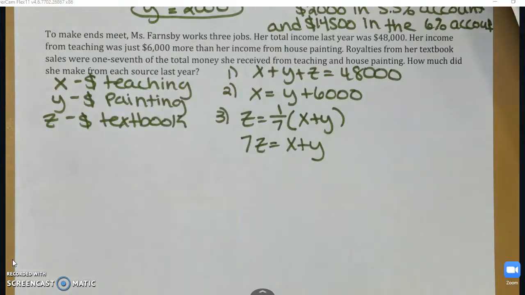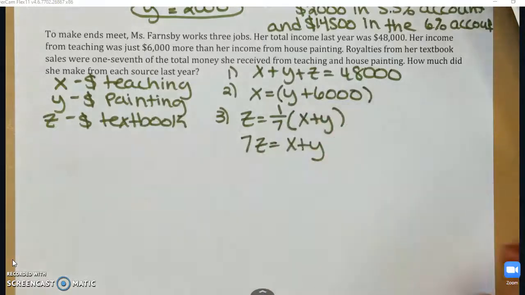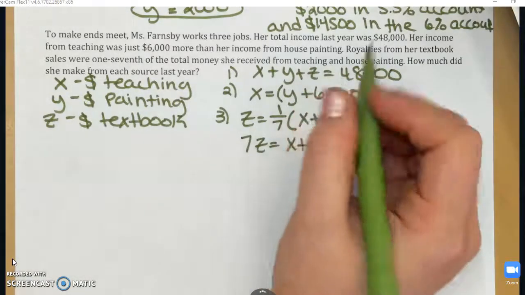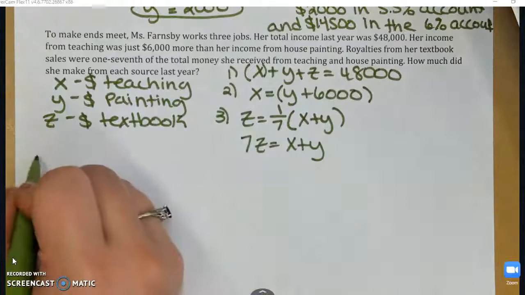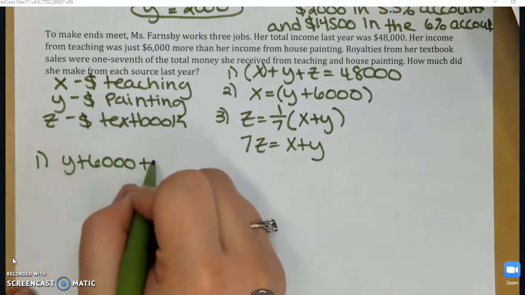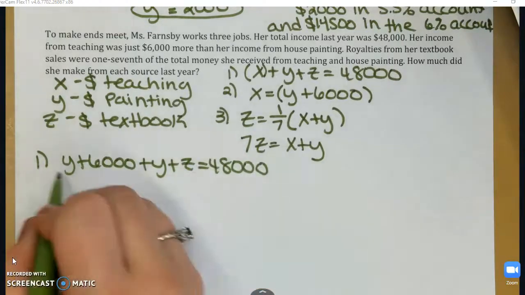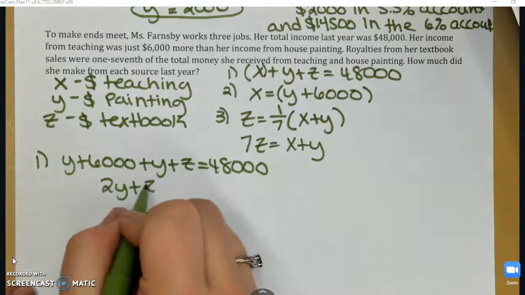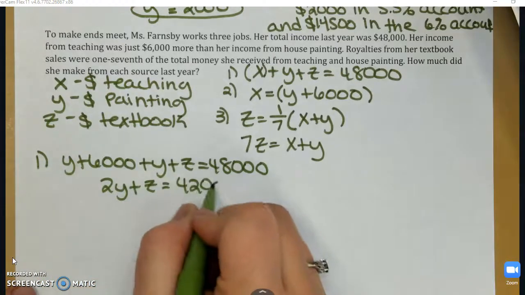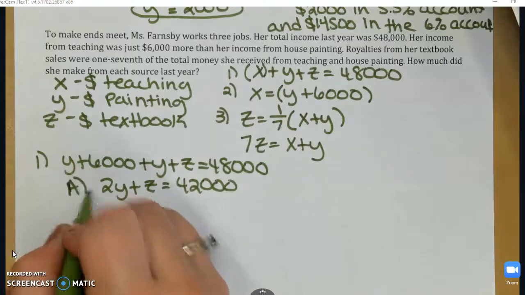Let's solve. I can use substitution again. Equation 2 is already set up that X is equal to Y plus 6,000, so I'm going to substitute that here. So Y plus 6,000 plus Y plus Z equals 48,000. So that's going to be 2Y plus Z equals 42,000. I got the 42,000 from subtracting 6,000. So that's my equation A.